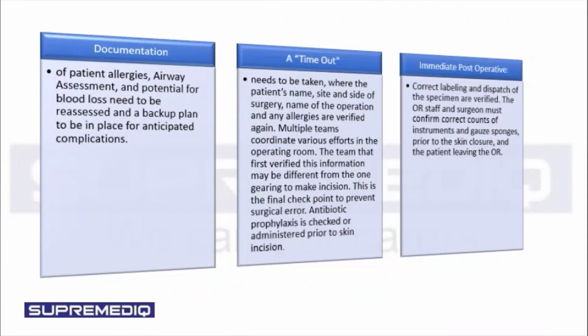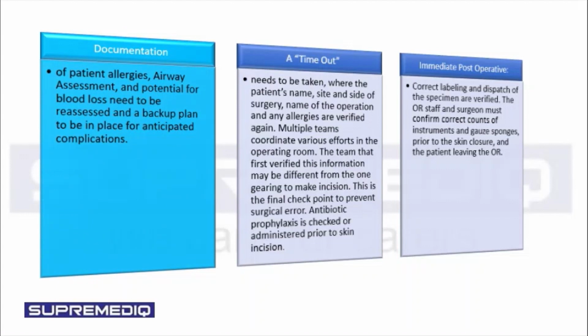Documentation of patient allergies, airway assessment, and potential for blood loss need to be reassessed and a backup plan to be in place for anticipated complications. A timeout needs to be taken, where the patient's name, site of surgery, name of the operation and any allergies are verified again. Multiple teams coordinate various efforts in the operating room. The team that first verified this information may be different from the one gearing to make the incision. This is the final checkpoint to prevent surgical error.